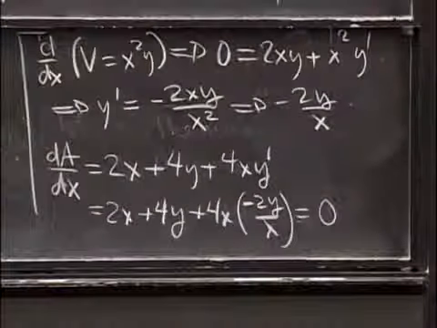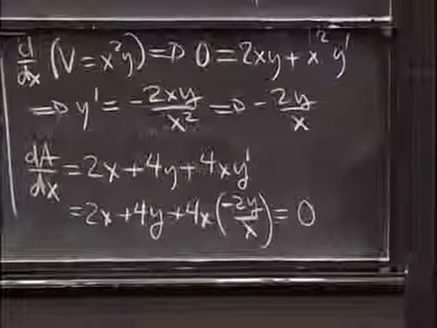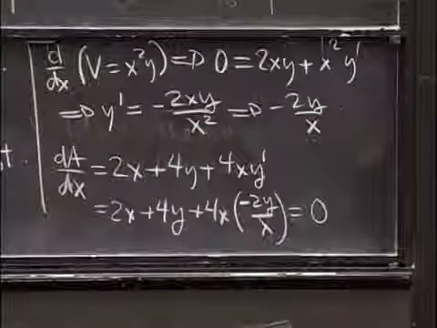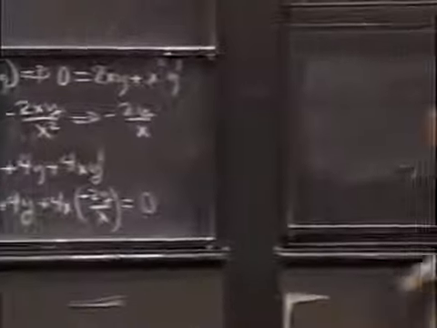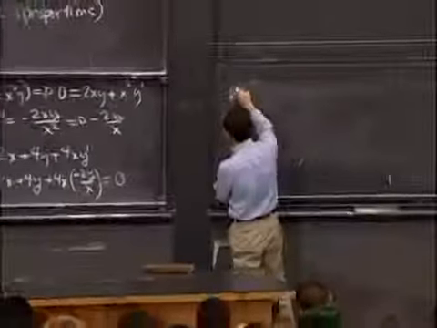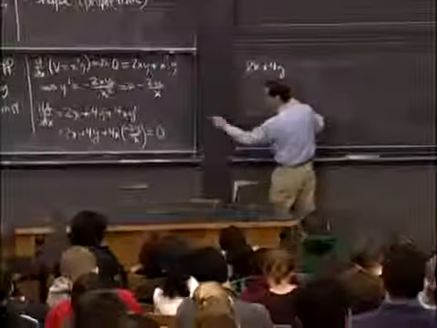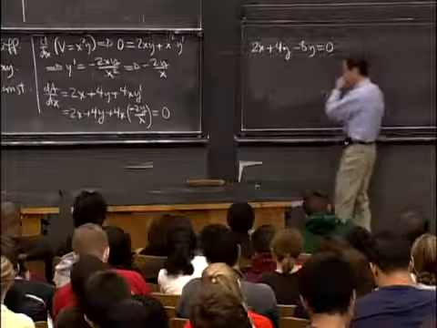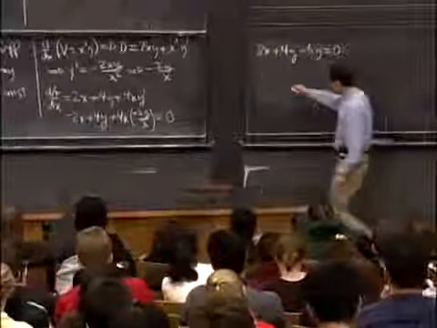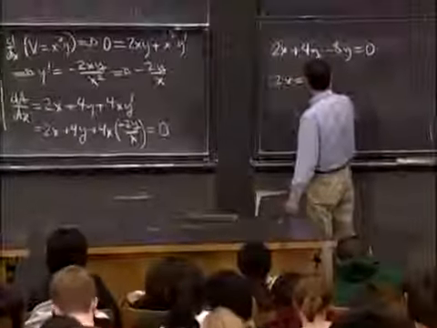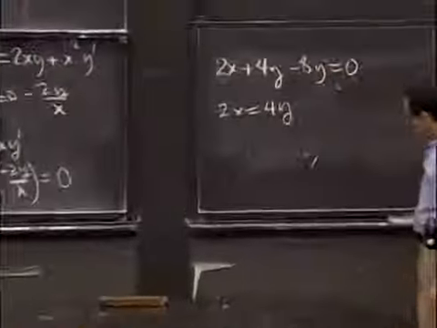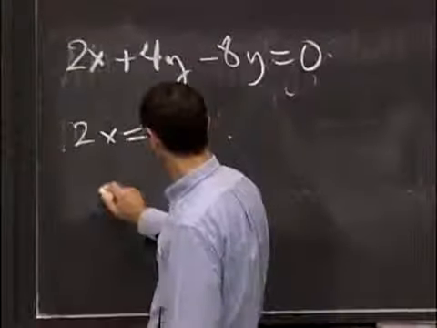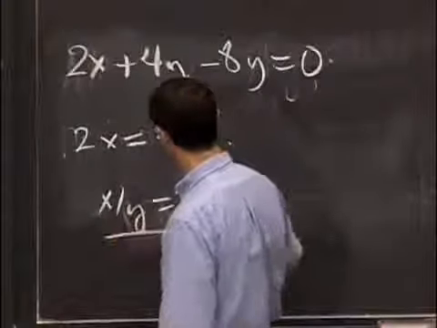And so let's gather that together. So what do we have? We have 2x plus 4y, and then altogether this is 8y minus 8y... so 2x minus 4y equals 0. So that's the same thing as 2x is equal to 4y. Right? The minus 4y goes to the other side. And so x over y is equal to 2.